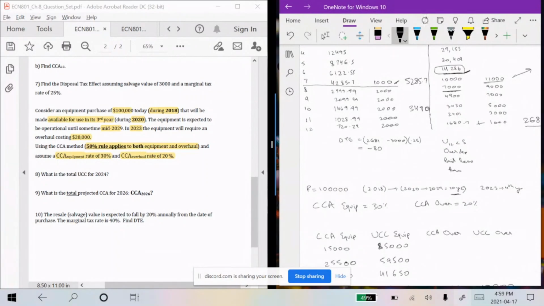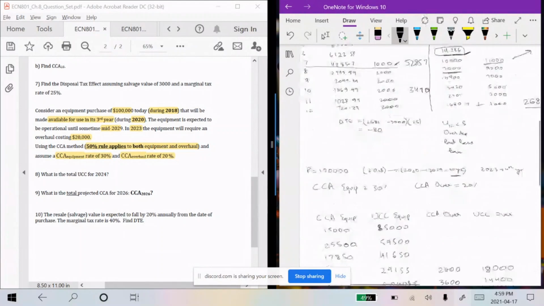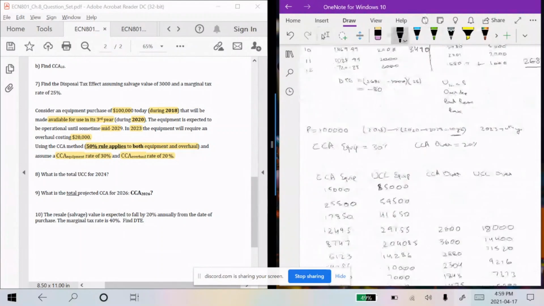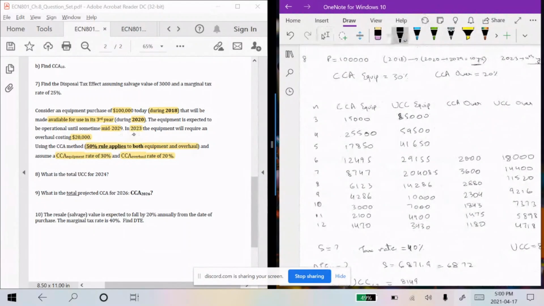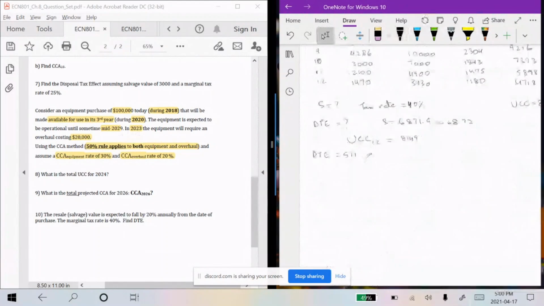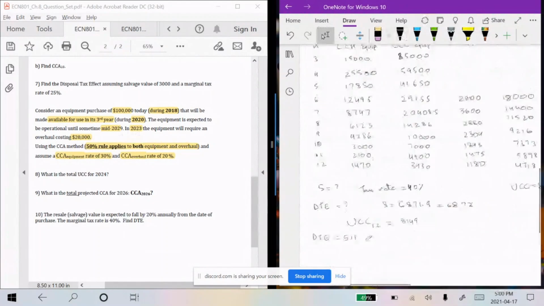Okay, so it starts in its third year, right? And the overhaul is in 2023, which is the fourth year: 2020, 2021, 2022, and 2023 is the fourth year. Okay, so what we do in this is calculate the CCA of the equipment.